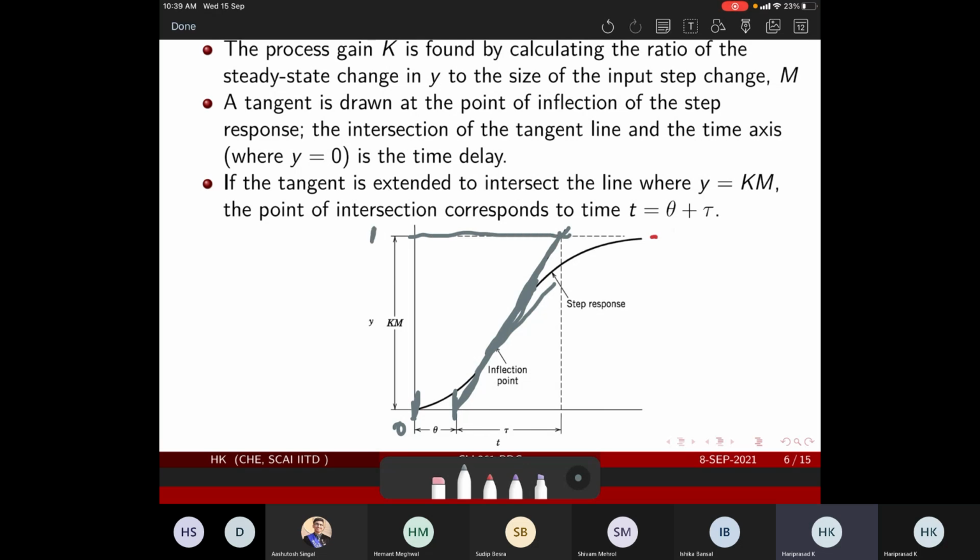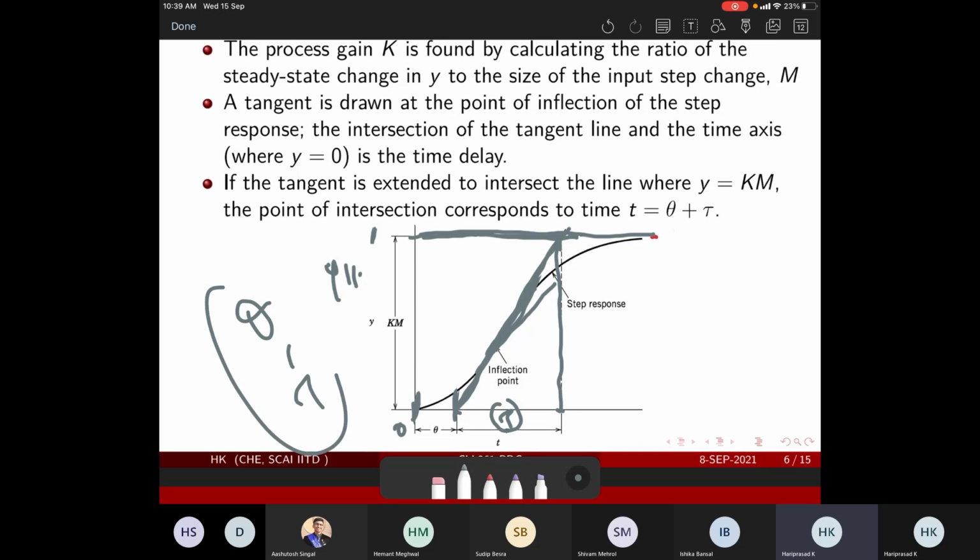This is y is equal to km, or y by km is equal to 1, the ultimate value. You draw from here, and you draw a perpendicular from here back. From that point to this point is your tau. This is another graphical way of finding the tau value. So what you need here, you got your theta and also tau. Any questions?